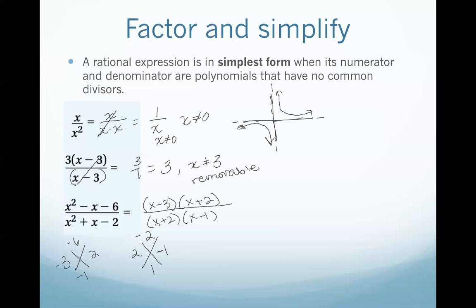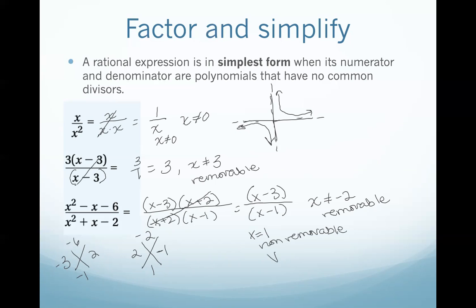Okay, I'm looking at this, I see there's a quantity of x plus 2 in the numerator and the denominator, so those will reduce, leaving me with x minus 3 divided by x minus 1, where x cannot be -2 because that was our removable discontinuity. Notice that x equals 1 is still a discontinuity. This one is a non-removable, which means that this is a vertical asymptote.